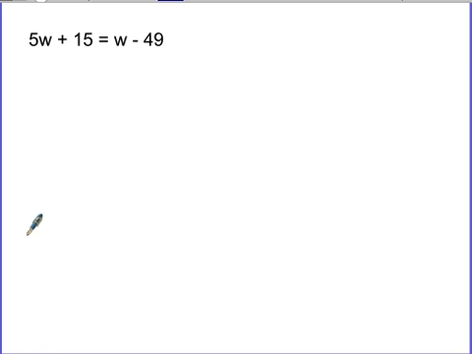5W plus 15 equals W minus 49. So I'm going to look at the variables first. And in my mind, I know that I want to keep a positive variable. So I don't want to subtract 5W because that would make this one negative. So I'll take this one away, subtract W. 5W minus W is 4W. Plus 15 equals negative 49.